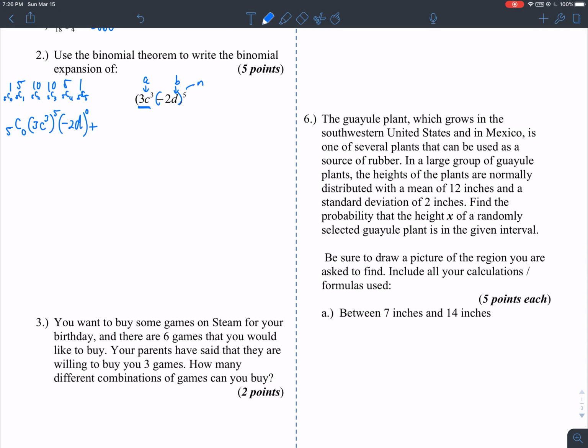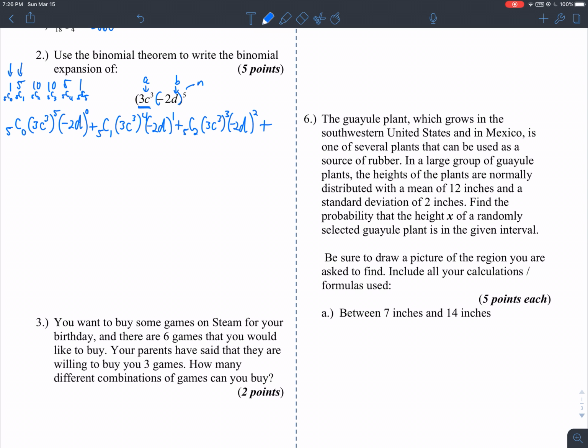And then I say plus, and now I just keep going with the binomial coefficients. So this is 5 choose 0. Now I do 5 choose 1. And then I do 3c cubed, my A term, to the 4th power now. So I decrease by 1. And then I do negative 2d to the 1st power. Plus 5 choose 2, 3c cubed to the 3rd, negative 2d to the 2nd, and so on.